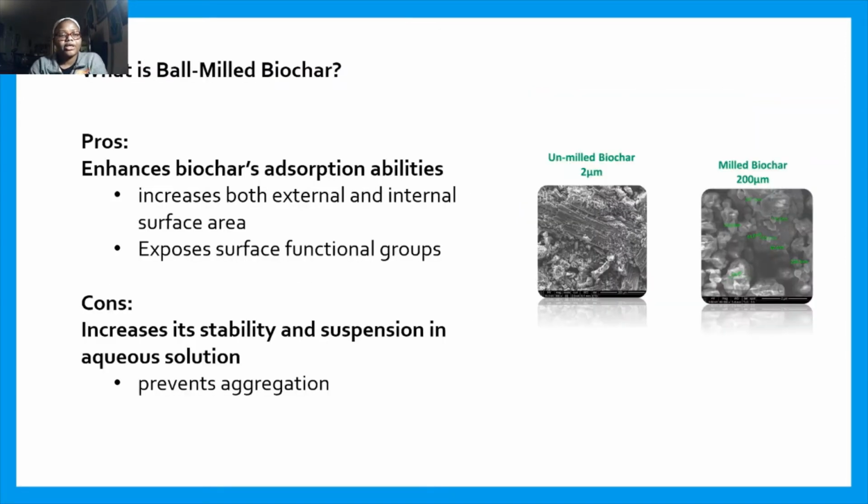What is ball mill biochar? Ball mill biochar is what basically nanosizes biochar. So if you have an unmilled sample of 2 micrometers, you could mill it to 200 micrometers. This enhances biochar's absorption abilities by increasing both the external and internal surface area, which then exposes surface functional groups onto biochar's surface. The con is that because the particles are so fine, it now has an increased stability and suspension in aqueous solution, meaning that it's harder to separate it from the solution itself, thus preventing aggregation.